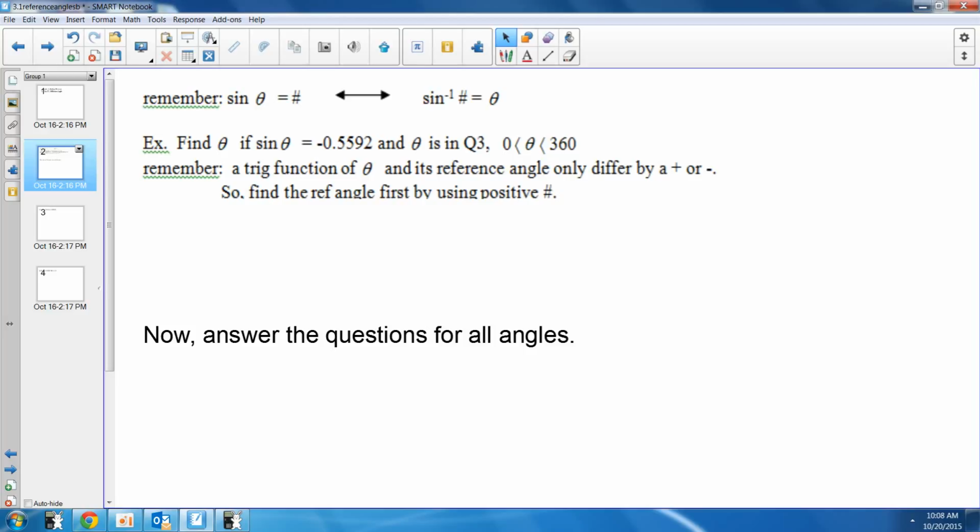The first thing we're going to look at is that you remember that the sine of theta is equal to some number, as well as the sine inverse of a number is equal to your theta. You're switching the domain and the range around here and adding the inverse.